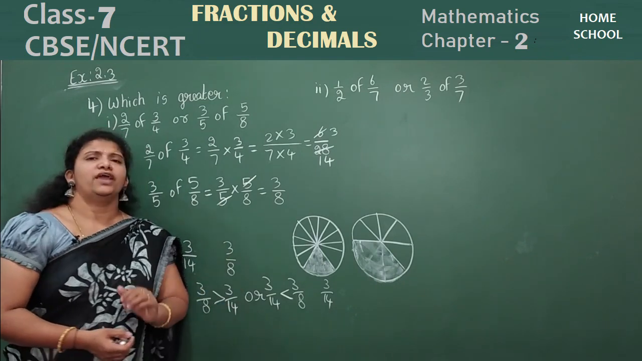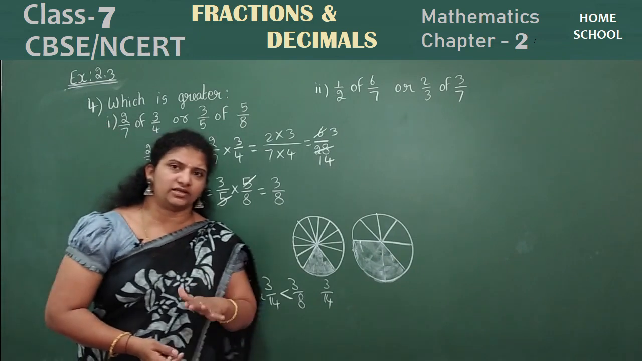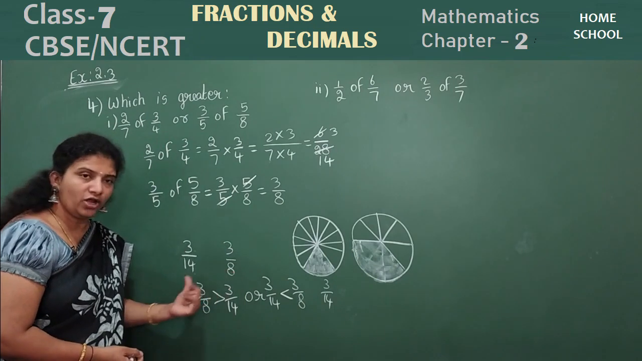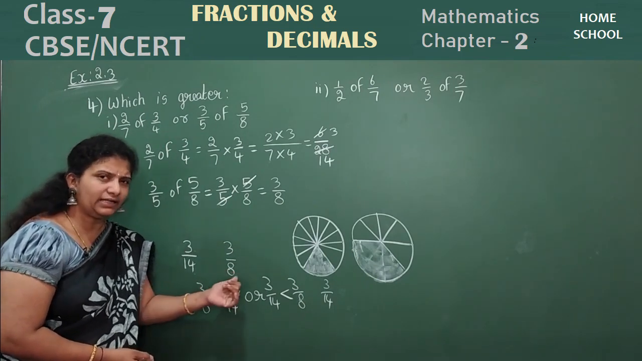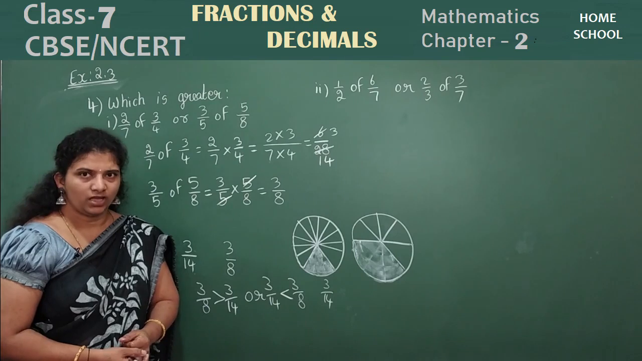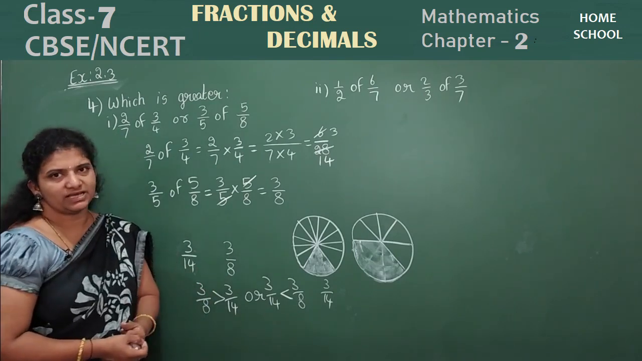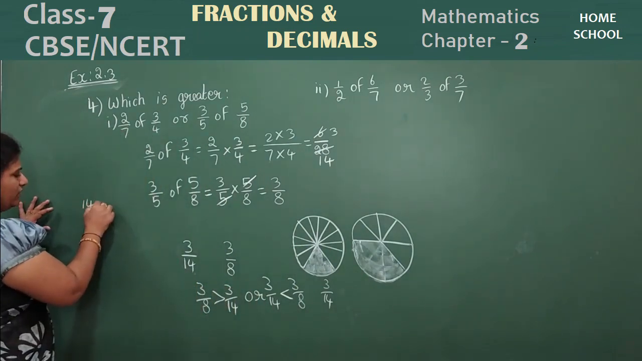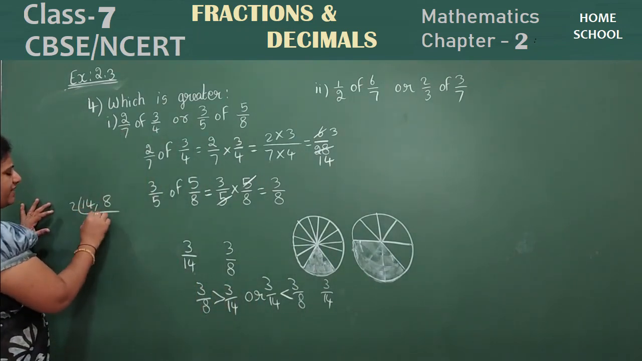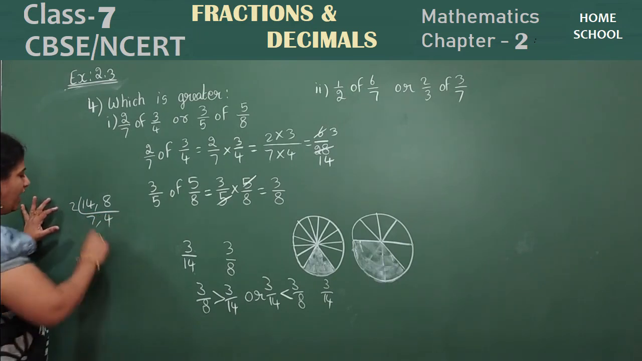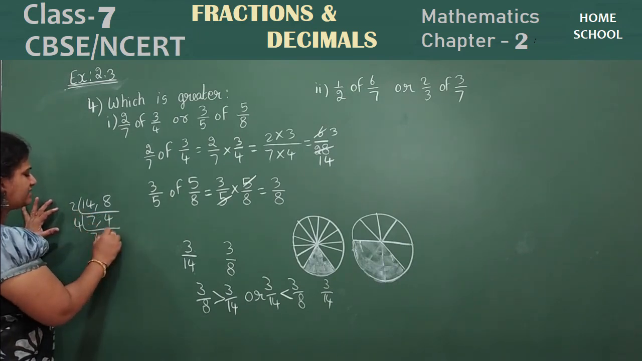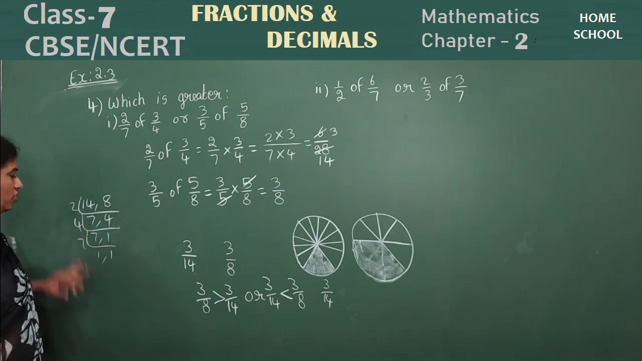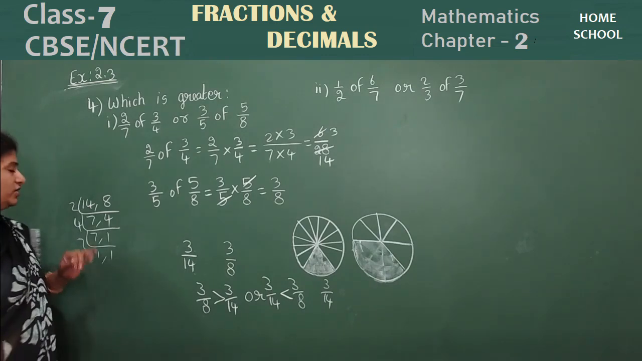Okay, so now if your denominators are same, children, directly you can compare your numerators. Suppose if your denominators are different, little you need to think. That is 14 and 8. What is LCM? Observe here. 14 and 8. LCM. 2 sevens are 14, 2 fours are 8. And again 4 ones are 4. And again 7 ones are 7. Right?